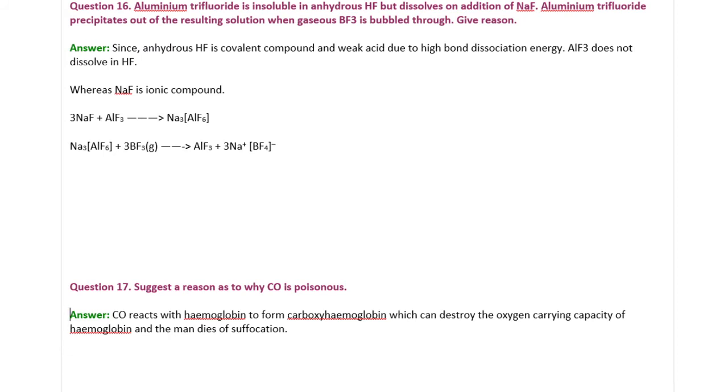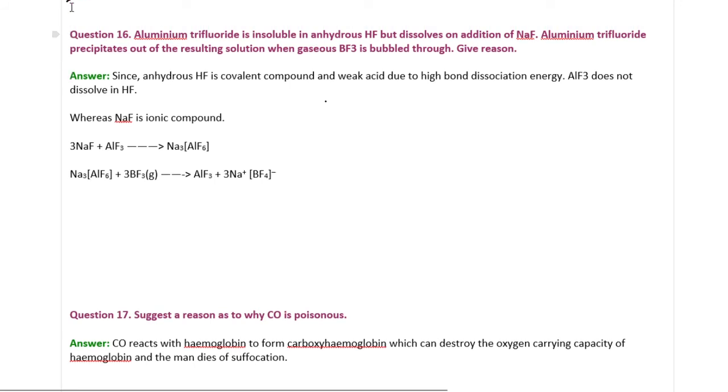Now question number 16. Aluminum trifluoride is insoluble in anhydrous HF, but dissolves on addition of NaF. Aluminum trifluoride precipitates out of the resulting solution when gaseous BF3 is bubbled through. Give reason.